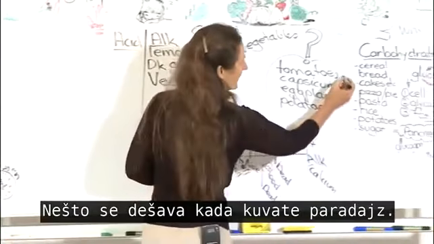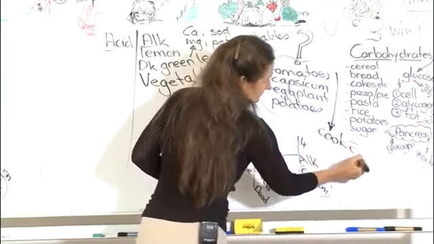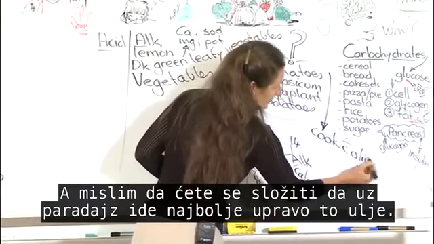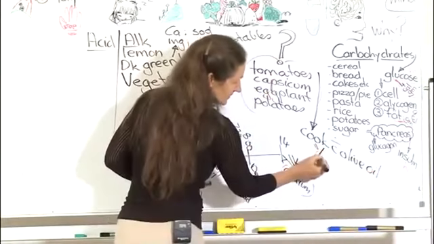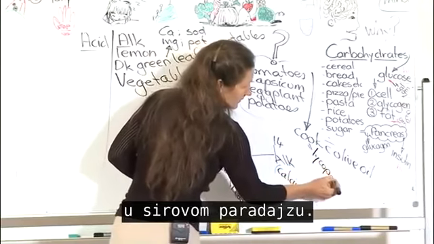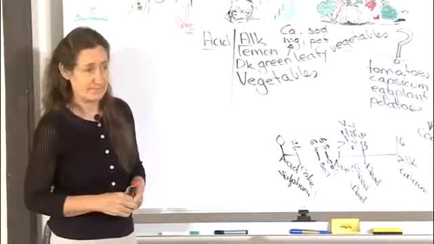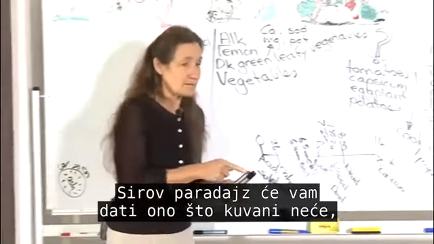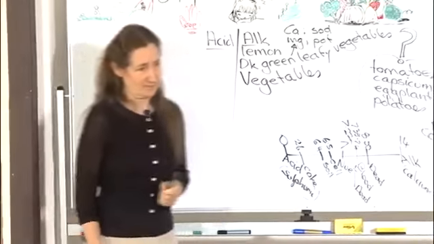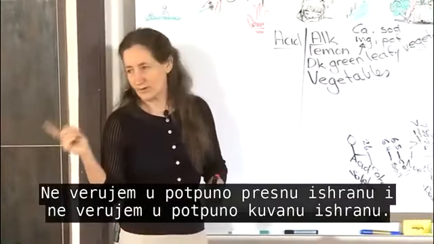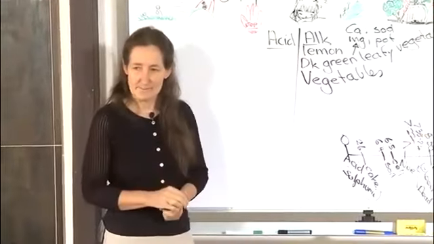Something happens when you cook tomatoes. When you cook tomatoes with olive oil, and I think you'll agree with me, it's the nicest oil to go with the tomato, something's released that is not available in the raw tomato. It is a potent antioxidant called lycopene. Raw tomato will deliver what cooked tomato won't, and cooked tomato will deliver what raw tomato won't. I don't believe in an all raw diet, and I don't believe in an all cooked diet. I think we should be having half-half.